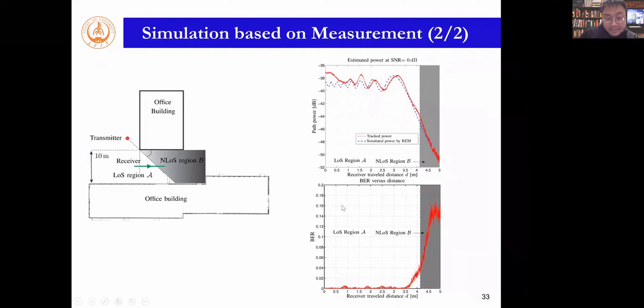Okay, and also for the communication part, we also plot the bit error rate here, and in the line of sight part, we see the bit error rate is not so high; it's below 10^-2. But as long as the receiver is moving to the non-line of sight part, the power is dropping down, as you can see in the upper one. So the bit error rate is increased a little bit.